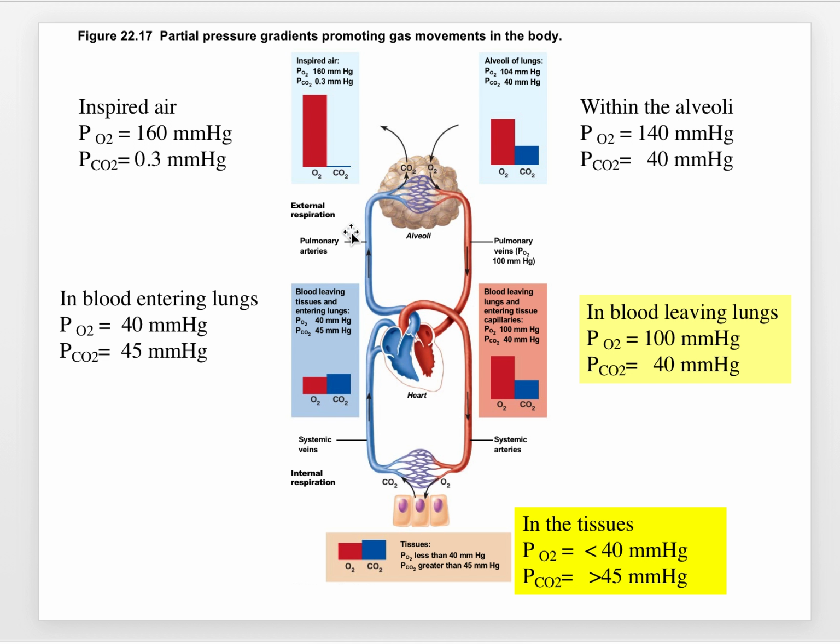Now let's look at an example of the tissue circulation. This is the blood leaving the lungs. You're going to have 100 millimeters of mercury. This is the partial pressure of oxygen. And in the tissues, the partial pressure of oxygen may be less than 40 millimeters of mercury. So you can see this is going to drive oxygen from the blood into the tissues, because there's higher pressure of oxygen in the blood than in the tissues, so it's going to push the oxygen from the blood into the tissues. The opposite is true for carbon dioxide. It's going to go from the tissues into the blood.